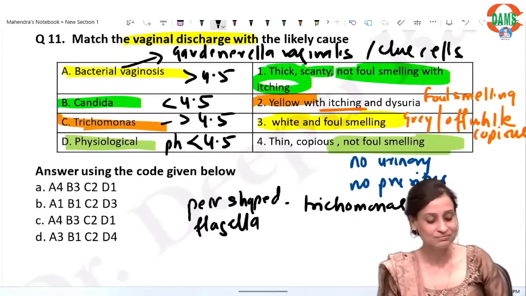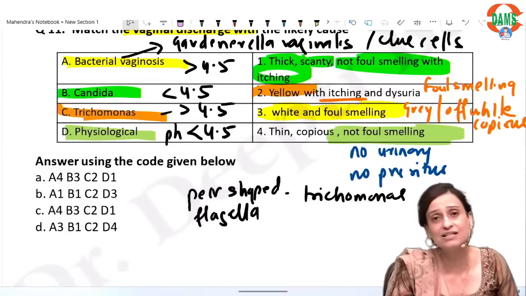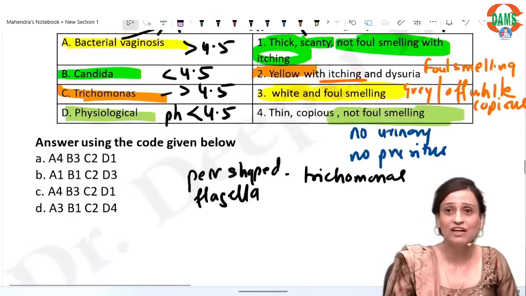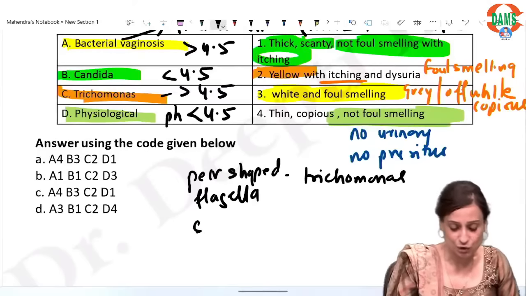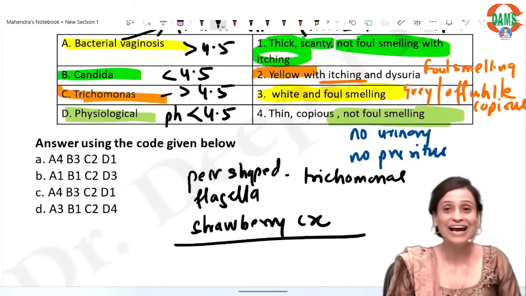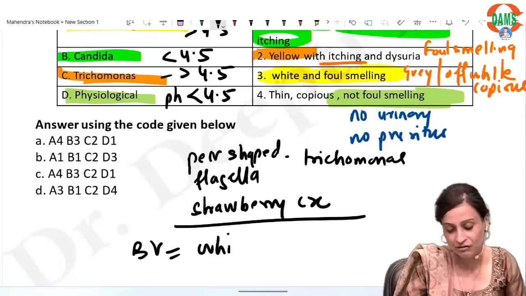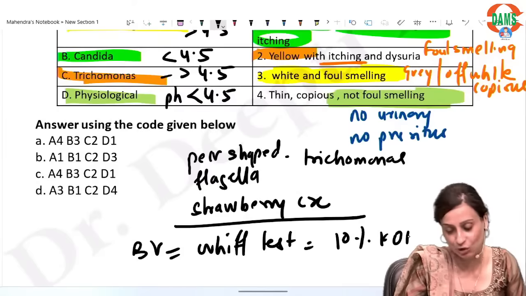Okay. And I think candida, we've already talked about the key things about candida. With trichomonas, they also tell you about strawberry cervix. So it's important. And for bacterial vaginosis, you have to know about the whiff test. Done with 10% KOH.